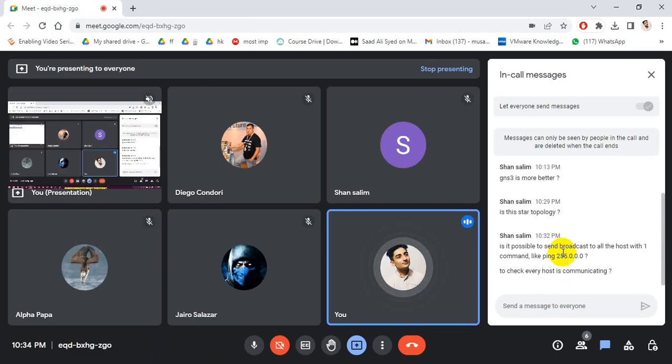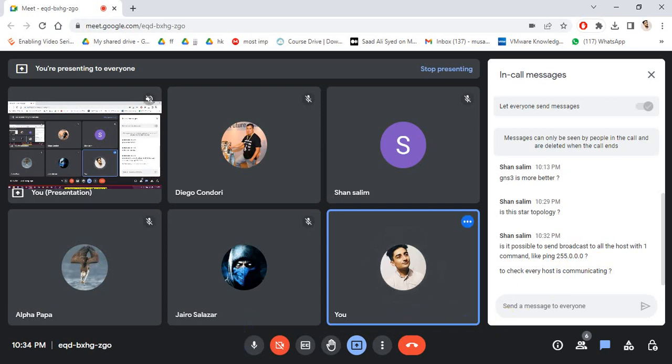So if you have any question, you can ask here. Is this star topology? No, no, no. In star topology, we don't use a router. We use a switch or hub. Is it possible to send a broadcast to all hosts with one command, like ping 255.0.0.0, to check that every host is communicating? So let me check here and give you the answer practically.